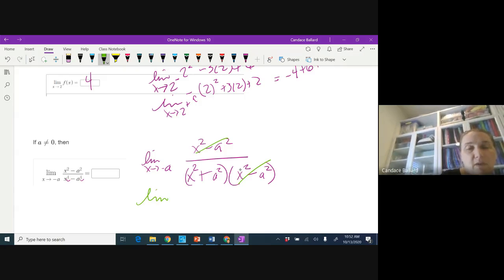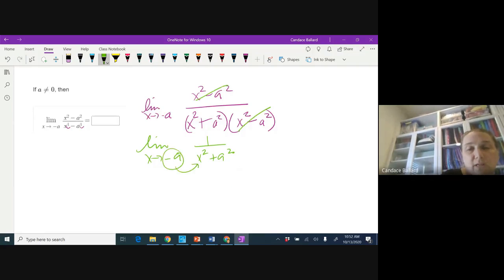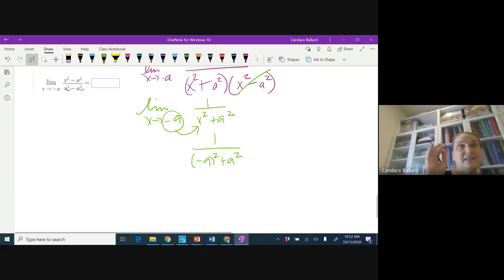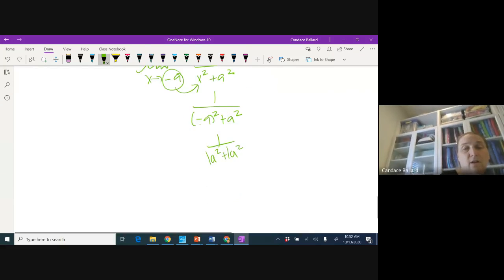So now I have the limit as x approaches -a of 1 over x squared plus a squared. I'm now going to use direct substitution and substitute this in. This is a little bit different than the negative we had earlier. Okay? Negative, and it looks like a 9, it's an a. Negative a squared in this case, because it's inside parentheses, this time the a would turn positive. So I have a squared plus a squared, or 1a squared plus 1a squared, which is 1 over 2a squared.